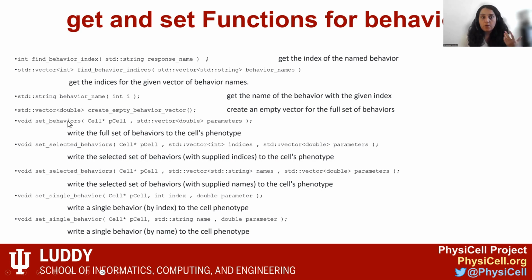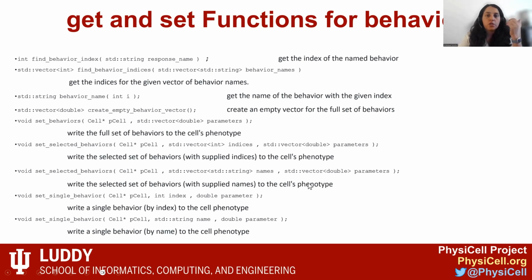You can set behaviors. For set behaviors, you will change the value of the behavior. Here you are getting the indices, and on these you are changing the behavior. So for example, you want to change the motility function, or you want to change the proliferation rate. You would give the index for that, and then you will give the parameters, and it will change according to the normal Hill function.